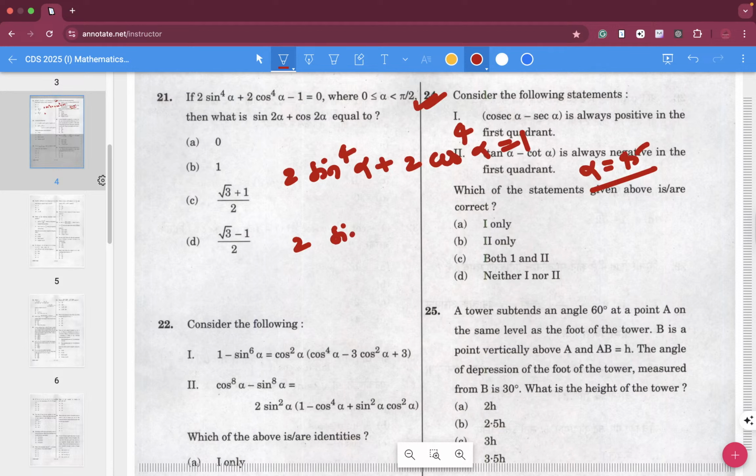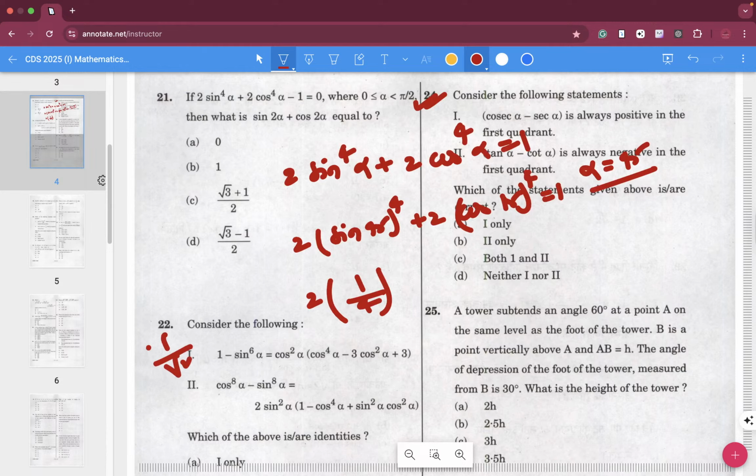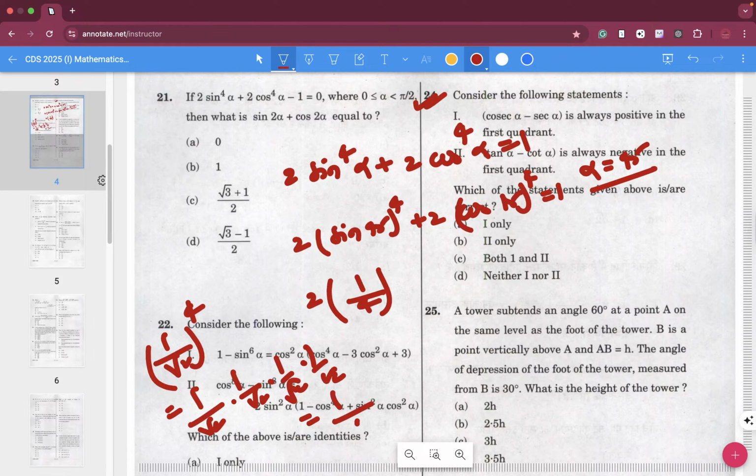2 into sine 45 raised to the power 4 plus 2 into cos 45 raised to the power 4, is it equal to 1? Now 2 into, what is sine 45? 1 by root 2, right? 1 by root 2 raised to the power 4 is how much? 1 by root 2 into 1 by root 2 into 1 by root 2 into 1 by root 2 will give you 1 by 4, right? Plus 2 into cos 45 raised to the power 4 again will give you 1 by 4.